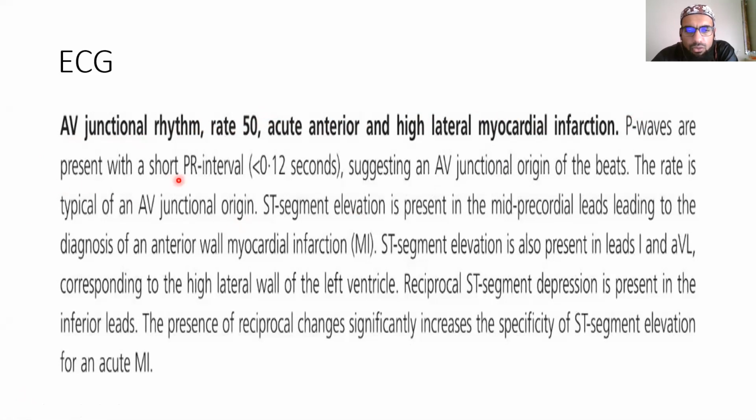P waves are present with short PR interval, 0.12, just depending on how closely you look at it. Suggestion of an AV junctional origin of the beats. The rate is typical of an AV junctional origin, although I must be honest, depending on the orientation of the heart, you can get absent P waves with narrow complex, in which case it also becomes AV junctional.